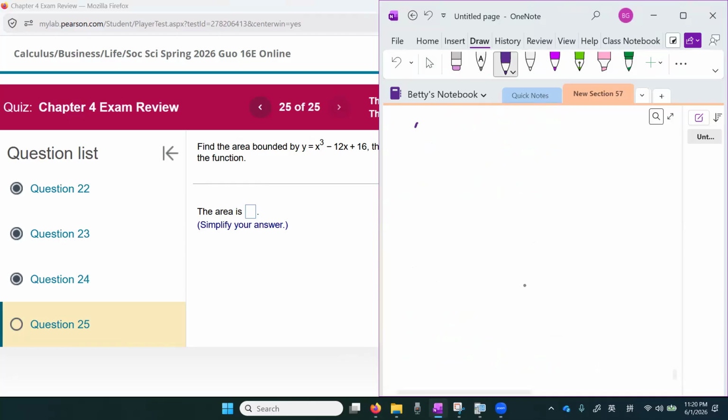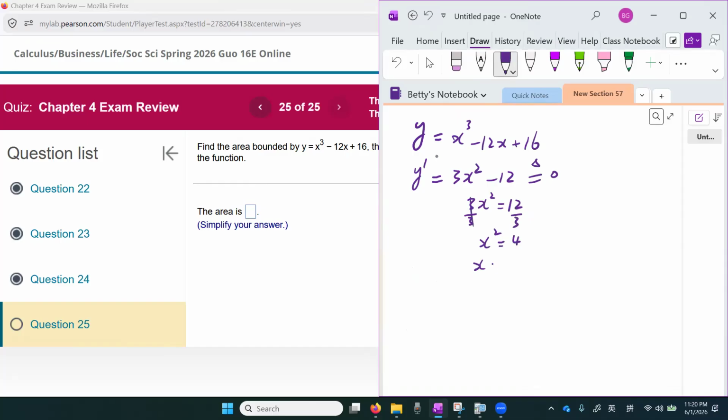The function y equals x cubed minus 12x plus 16. So it looks like this, like that. The derivative is 3x squared minus 12. Make it equal to 0, we're looking for the critical values. 3x squared equals 12, so x squared equals 4, x equals -2 and x equals +2.